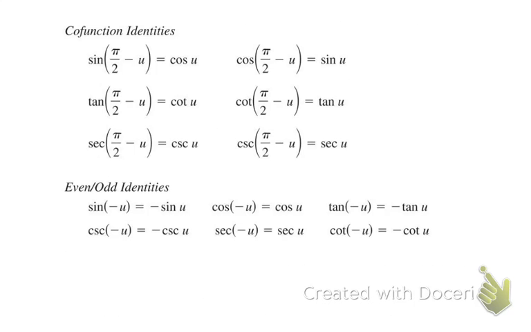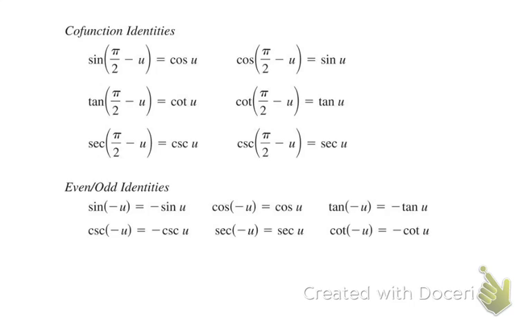The next set of identities are new, the cofunction identities, and the even-odd identities we talked about before also. With the cofunction identities, don't get worried about what they mean, that the sine of pi over 2 minus u equals cosine of u. Don't worry about what that means right now. Just memorize that the left side equals the right hand side. And when I see this, I know it is equal to this. Later on, we're going to get into what the actual meaning of pi over 2 minus u is and why they are cofunctions.